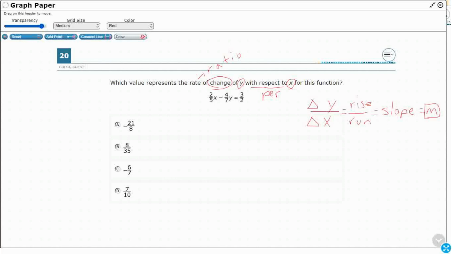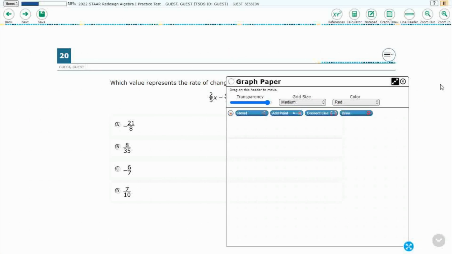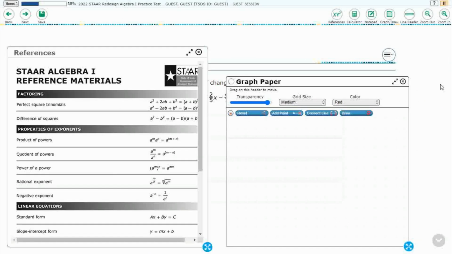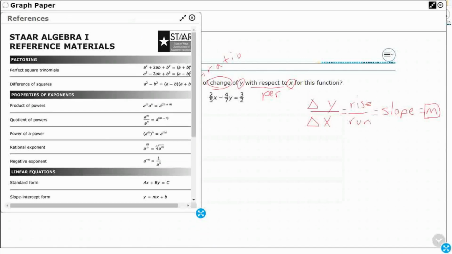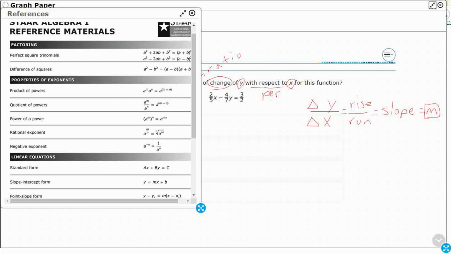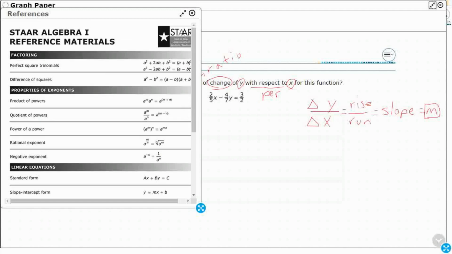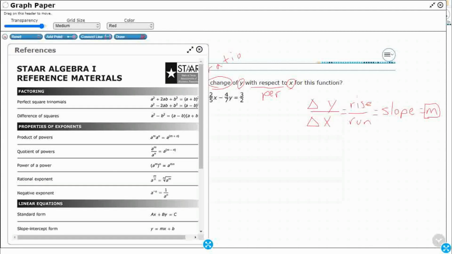But take a look at my function there. It is not in our slope-intercept form. So let's take a look at our reference materials here. Let's open this because we're going to need this. So if we're looking here, we'll see that what we want is at the very bottom of the screen there, that y equals mx plus b. If I can get y equals mx plus b, then we're going to be good. But unfortunately, they don't give that to us.